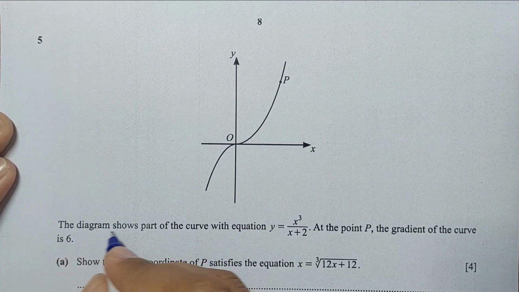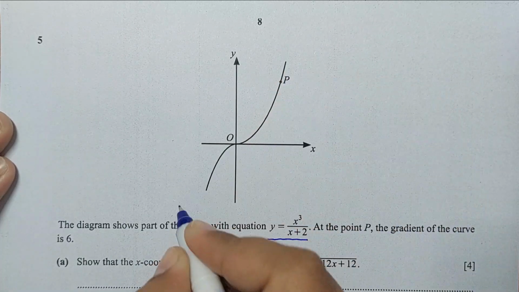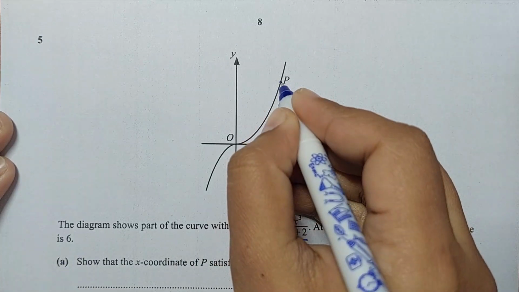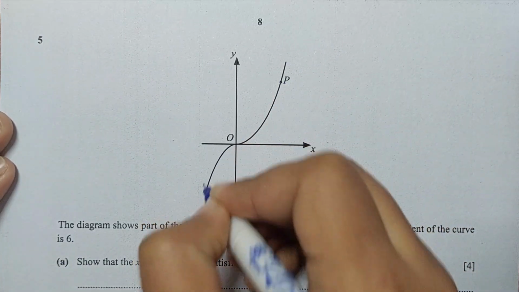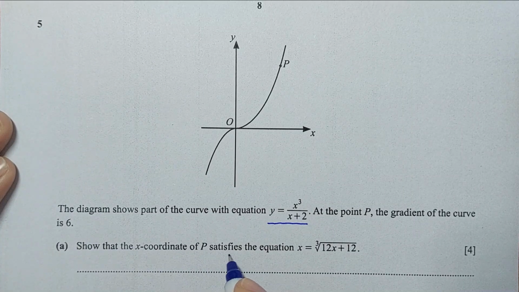Question number 5. The diagram shows part of the curve with the equation. This is the equation of the curve, and some part is shown. At point P, the gradient of the curve is 6. At point P, the gradient of this curve is equal to 6. Part A, show that the x coordinate of P satisfies this equation.